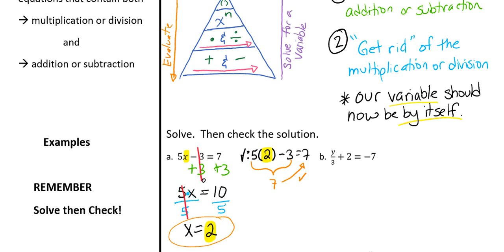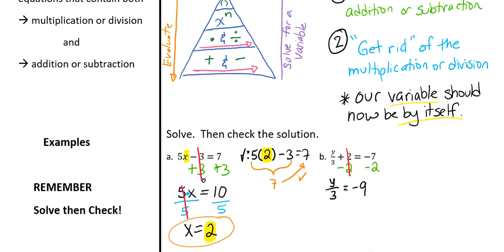Here we have y divided by 3 plus 2 equals negative 7. So again, following our rules, the first step would be to get rid of our addition or subtraction. So we're going to minus 2 because the inverse of addition is subtraction. And so our 2 is going to go away, which is going to leave us with y over 3 equals negative 9.